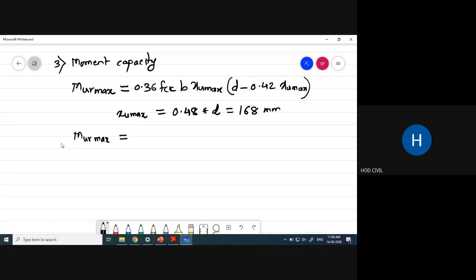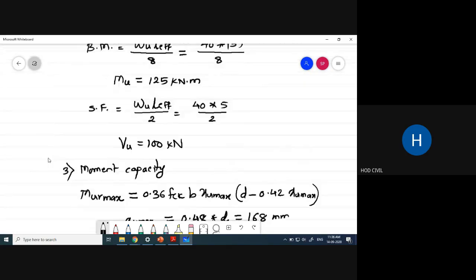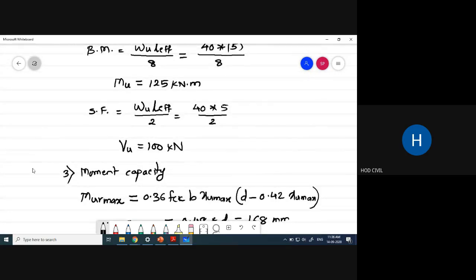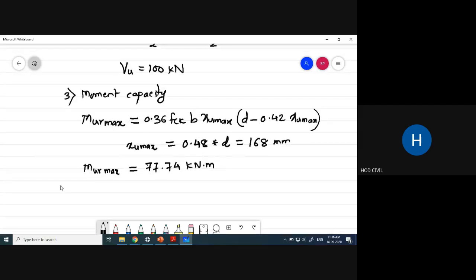I'm waiting for the answer. 77.74. Yes. 77.74 kilonewton meter is the Mu R max. Okay. Now, what is the total moment acting? Total Mu is 125 kilonewton meter. So Mu R max is less than Mu. Mu is 125 kilonewton meter.